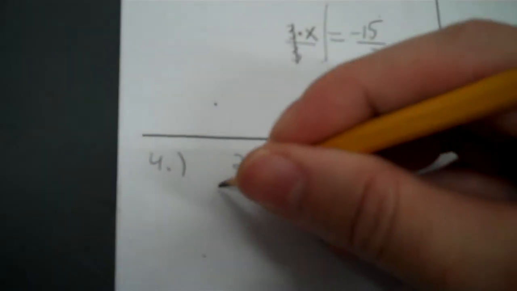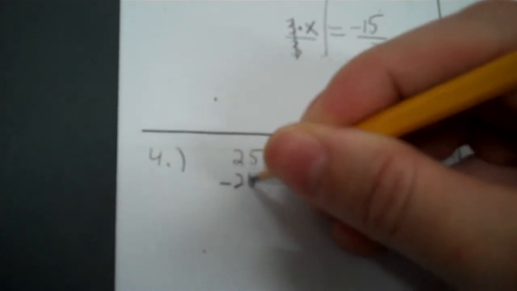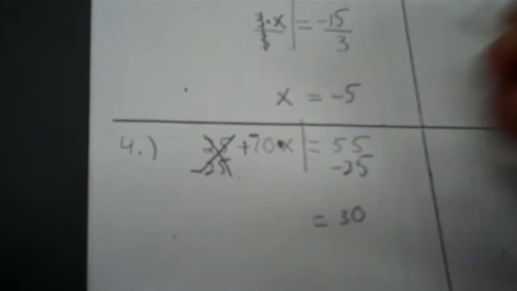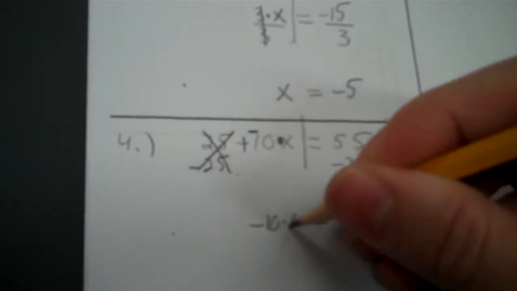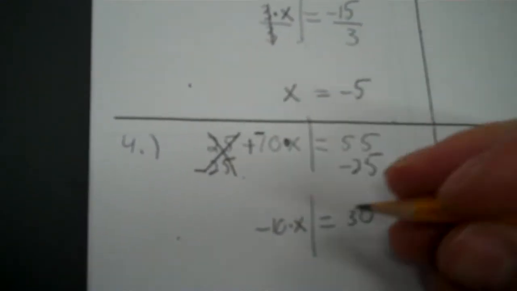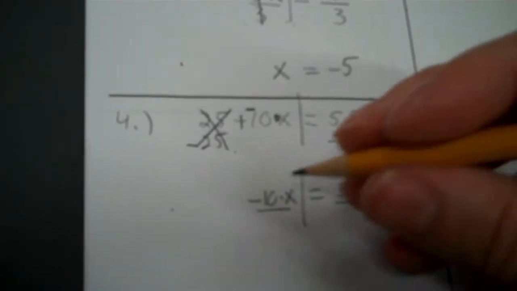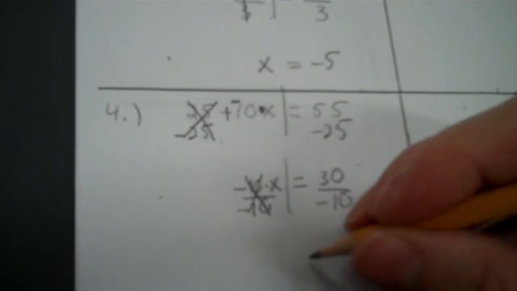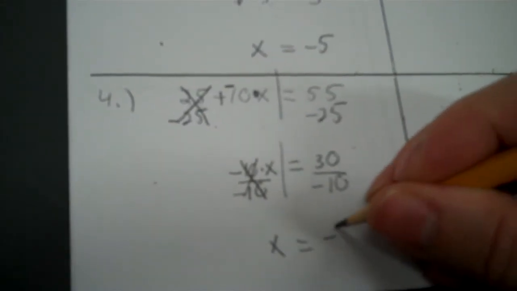So we have to deal with the plus 25 first. Okay, so the opposite of plus 25 would be minus 25. That's 0 on that side. On the other side we have 30. We have negative 10 times x, okay? And then x is still being times by negative 10, so I need to divide by negative 10. So we have x by itself now. 30 divided by negative 10 is negative 3.